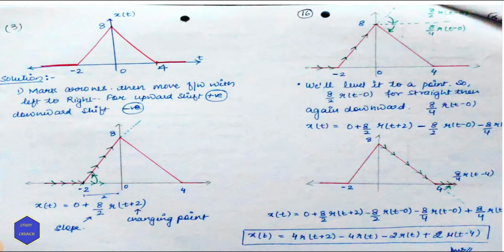So for this type of equation, we have x of t is equal to 4r(t plus 2) minus 4r(t) minus 2r(t plus 2r(t minus 4)).